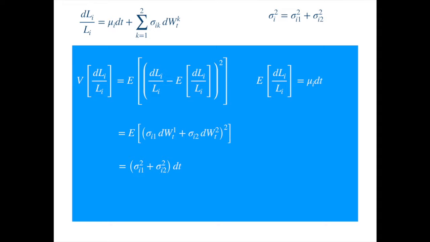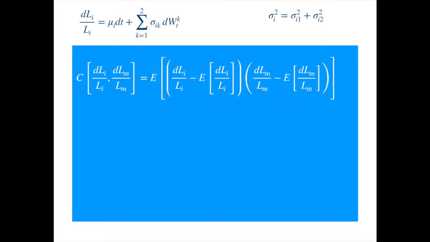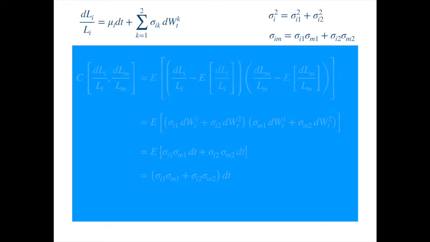We can now calculate the covariance between any 2 LIBORs, say I and M. Subtracting the mean inside each term removes the drift as before, so we get, since the Brownians are independent, the cross terms are 0 and each delta W squared becomes dt, so we get, and we can remove the expectation because the expected value of a constant is a constant. So we know the instantaneous variances and covariance, meaning we can generate the whole variance-covariance matrix.